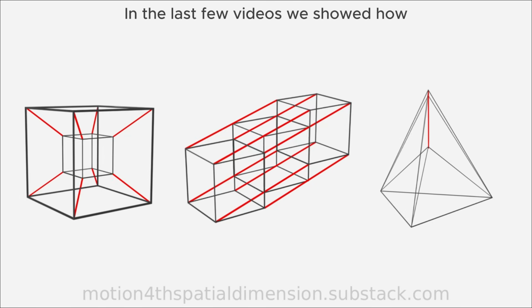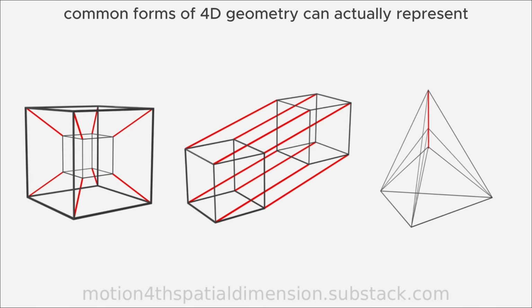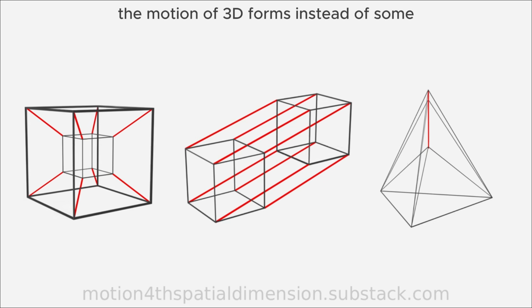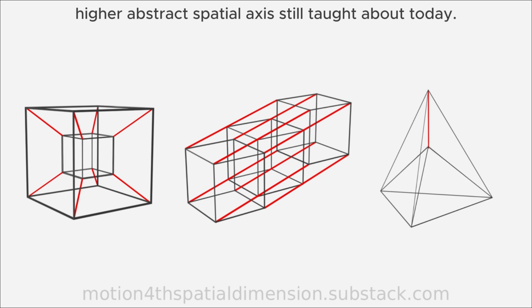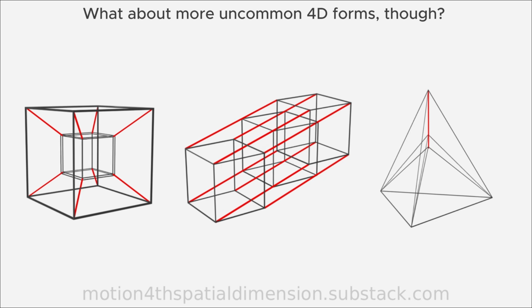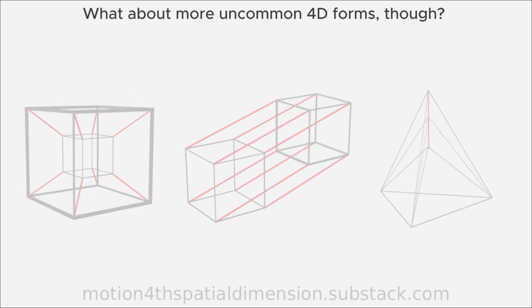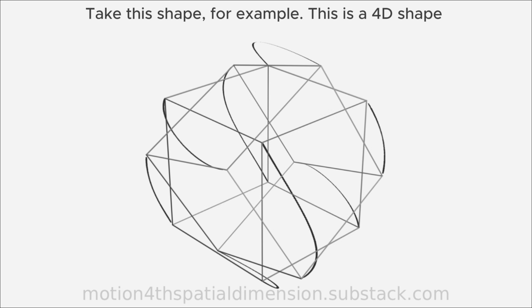In the last few videos, we showed how common forms of 4D geometry can actually represent the motion of 3D forms instead of some higher, abstract spatial axis still taught about today. What about more uncommon 4D forms, though? Take this shape, for example.